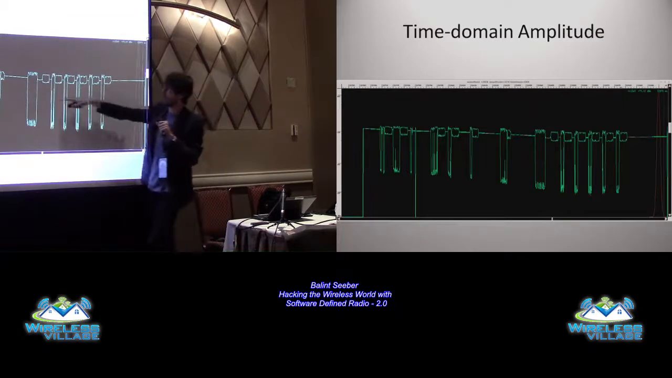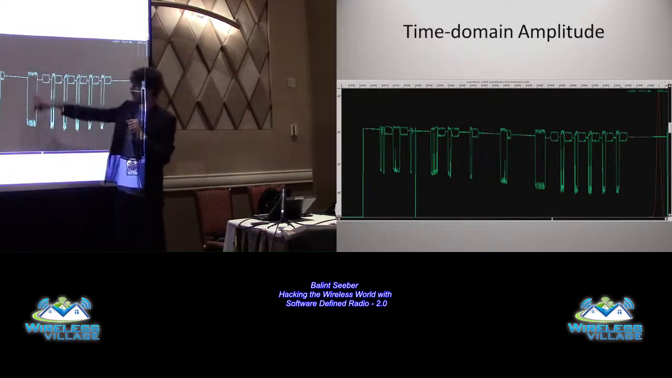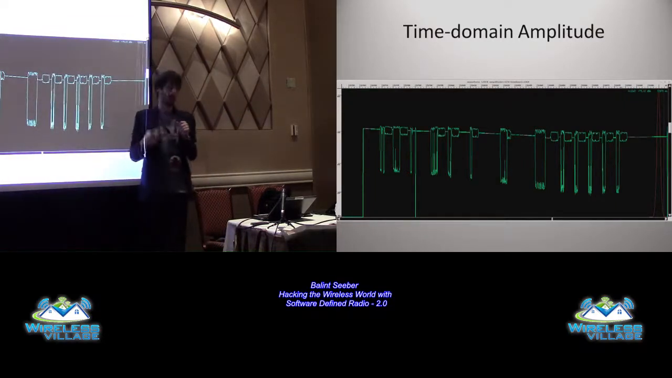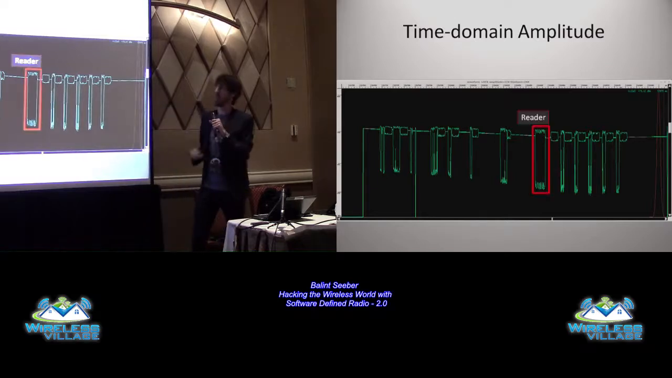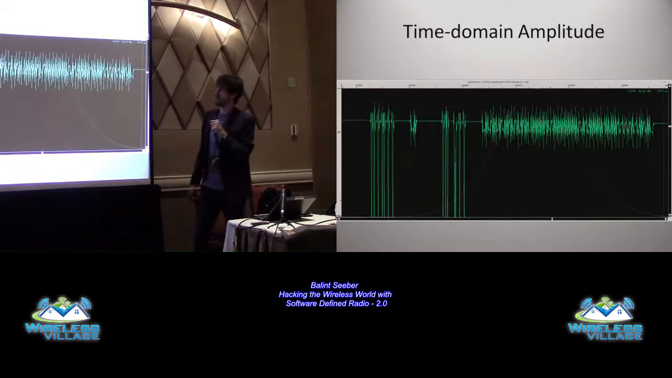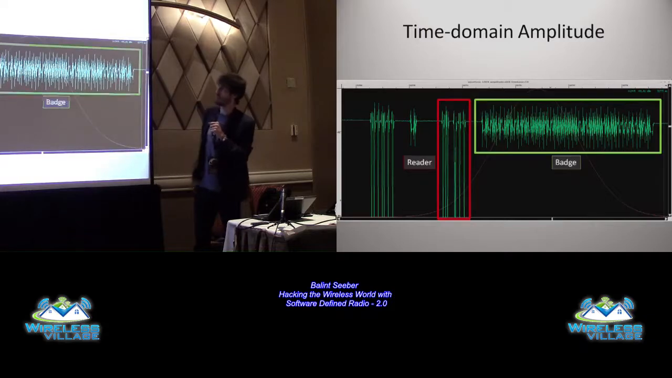You can see as you zoom in, the stronger ones are what's coming from the reader, and the weaker ones are the backscatter from the card, and then you can go ahead and demodulate that. I imagine that's pretty secure as well. That's just zoomed in some more, as you can see there.